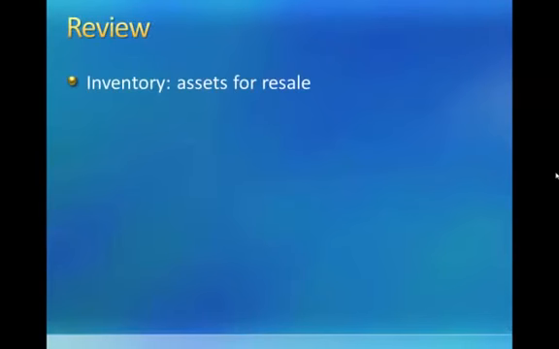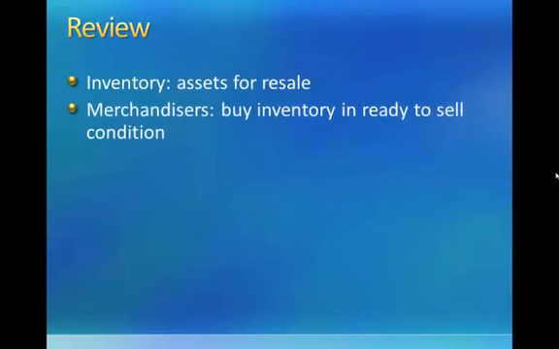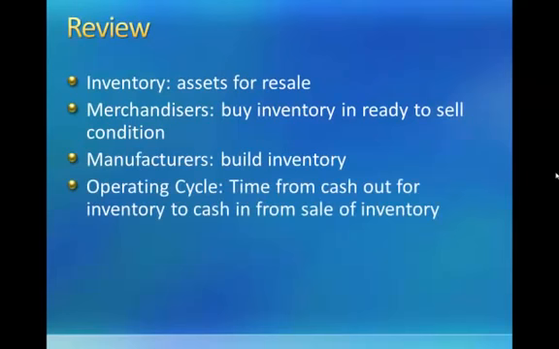So in review, we learned that inventory includes assets that are held for resale to our customers. Merchandisers are those that buy inventory in ready to sell condition, and manufacturers build their inventory. Again, we're not going to study the accounting for inventory for manufacturers in this course. The operating cycle is the time that it takes for cash to leave the business to purchase inventory to cash to return to the business from the sale of inventory.